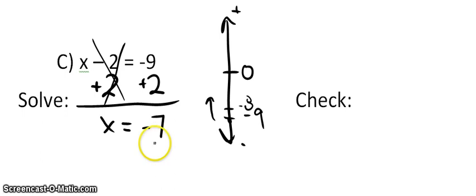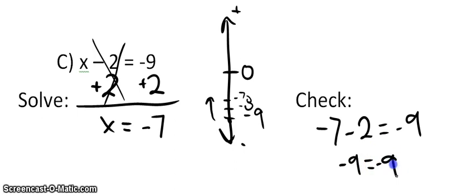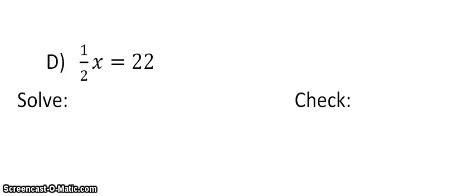To check that, I plug negative 7 back in for x to my original equation. So I'm going to try negative 7 minus 2 is equal to negative 9. So negative 7 minus 2, think about your number line again. You're starting at negative 7. You're subtracting, so you're going down. So negative 7, 1, 2, negative 9. So my equation is correct.